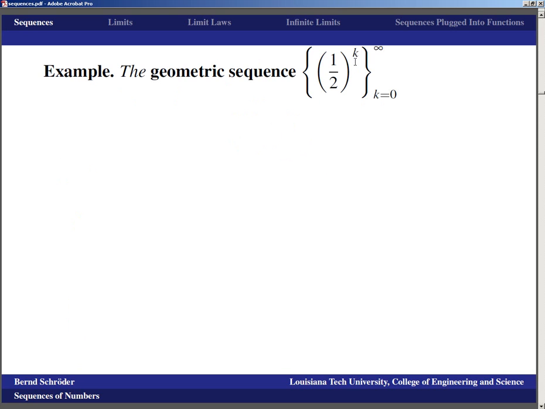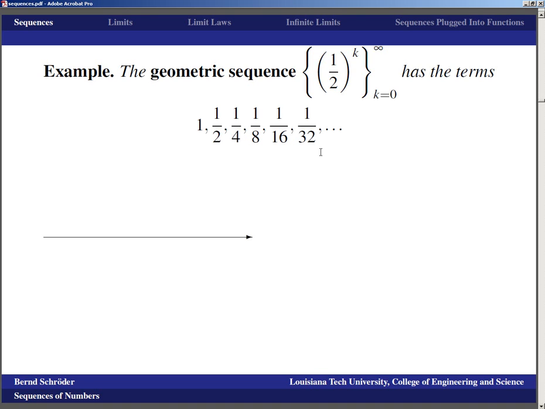The geometric sequence, 1/2 to the k going from 0 to infinity, and here's where you see why I didn't want to have a definitive starting index, because quite a few sequences start at 1 or at 0, and there are other sequences that we're also going to start at other starting indices. That one has the terms, well, the first one is 1/2 to the 0th, which is 1, the next one is 1/2, 1/4, 1/8, 1/16, 1/32, and so on.